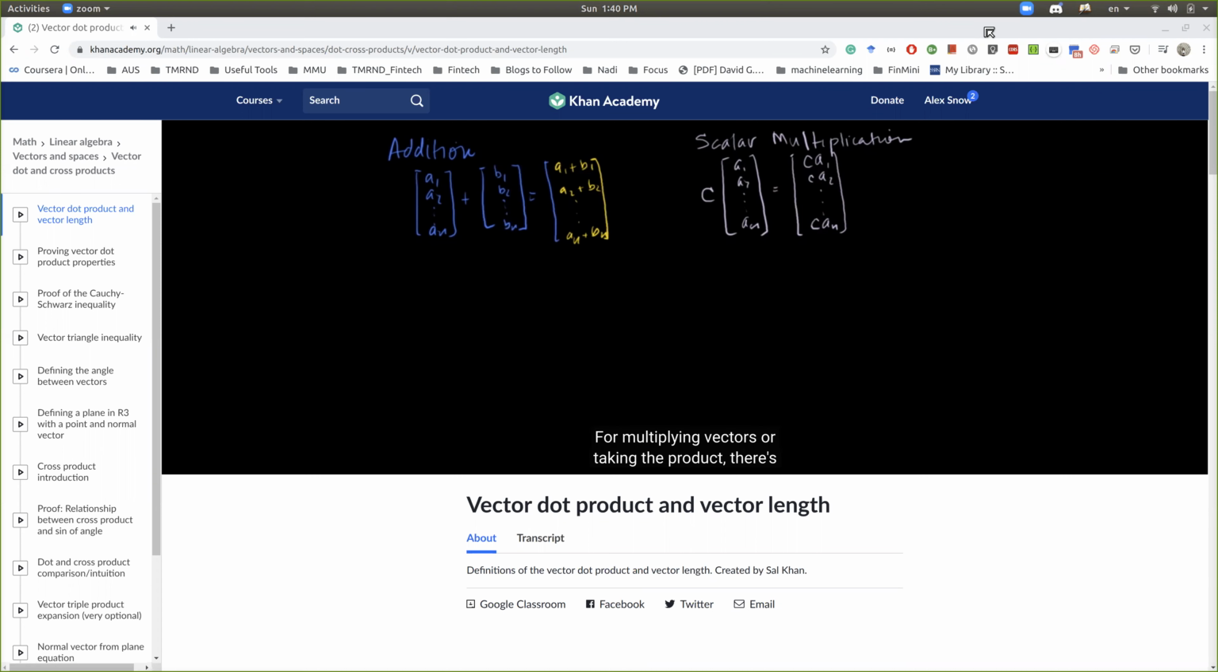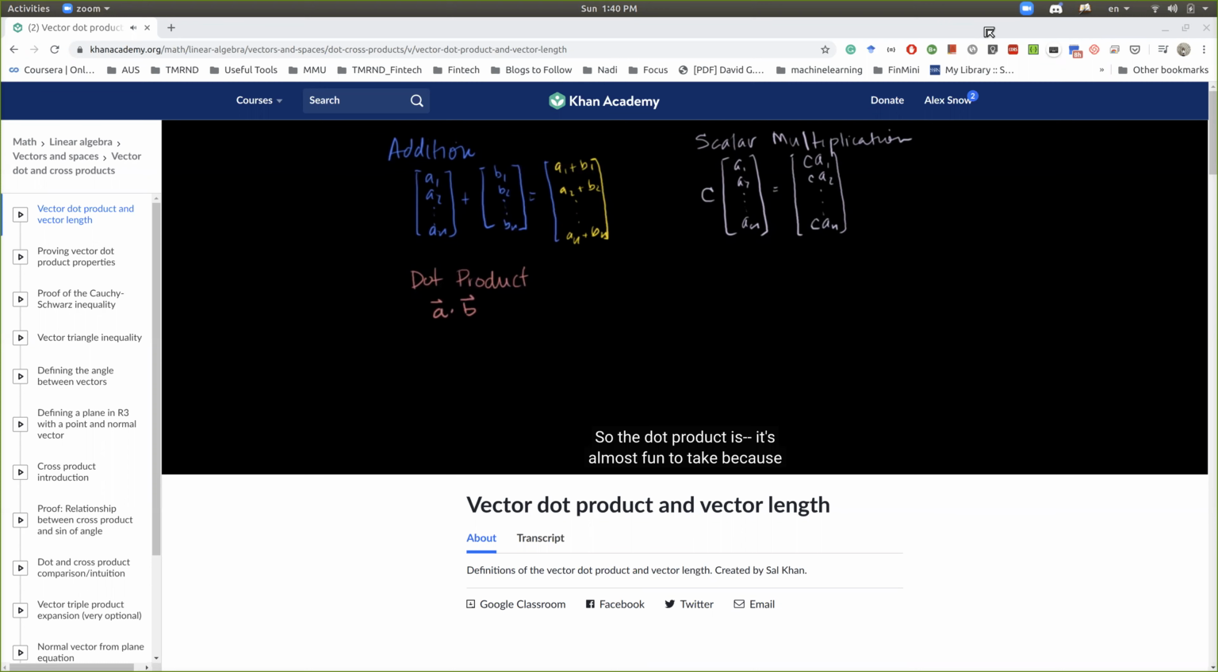For multiplying vectors or taking the product, there are actually 2 ways, and I'm going to define one of them in this video, and that's the dot product. You signify the dot product by saying a dot b. So they borrowed one of the types of multiplication notations that you saw, but you can't write a cross here. That'll be actually a different type of vector multiplication.